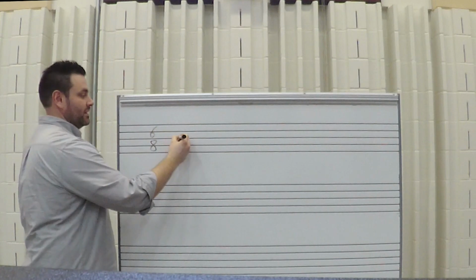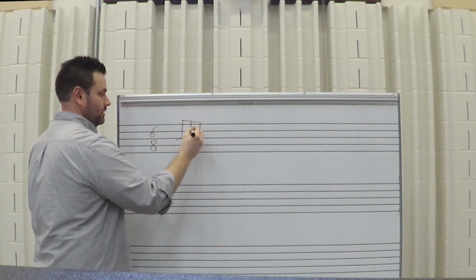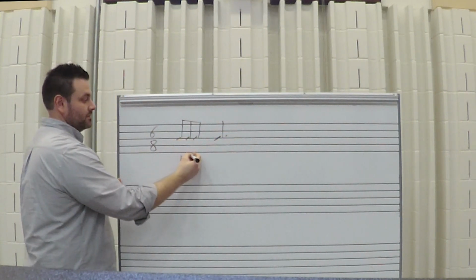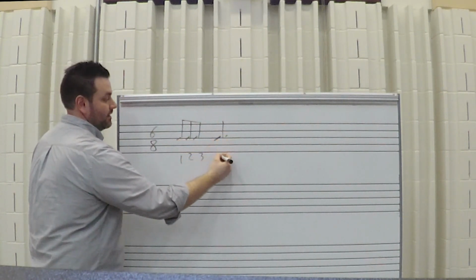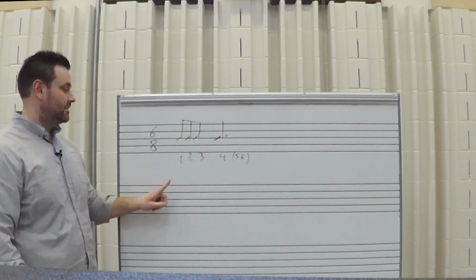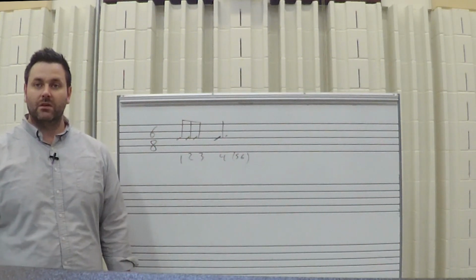If we took that same rhythm, turned it around, this would be 1, 2, 3, and then this would be 4, hold through 5 and 6. 1, 2, 3, 4. All right?